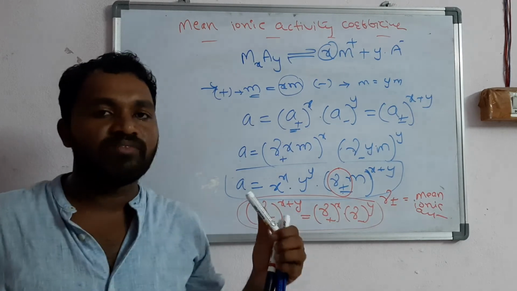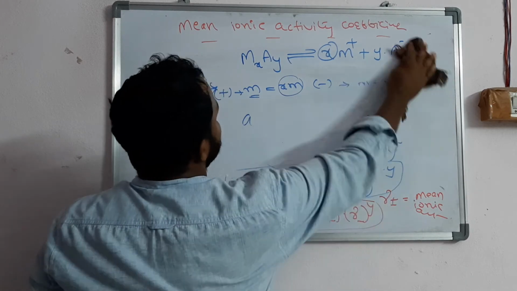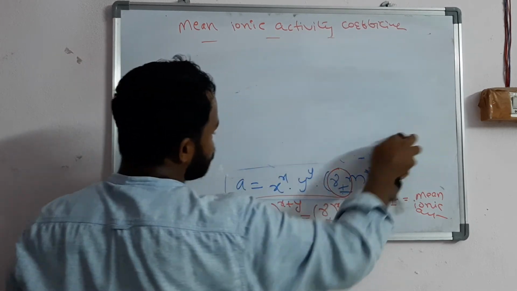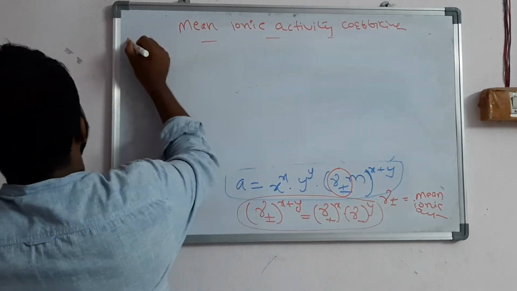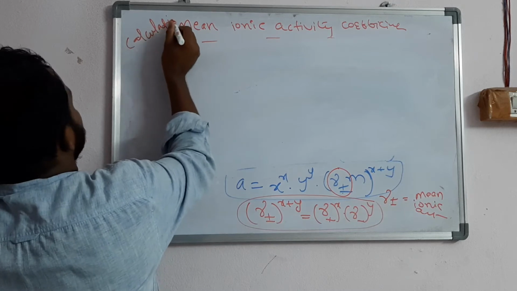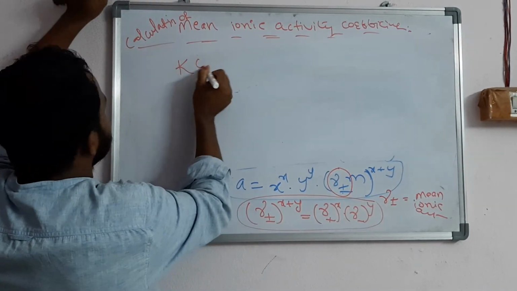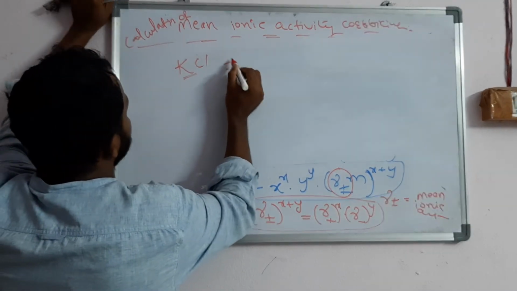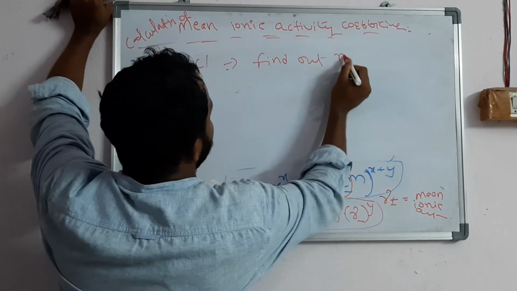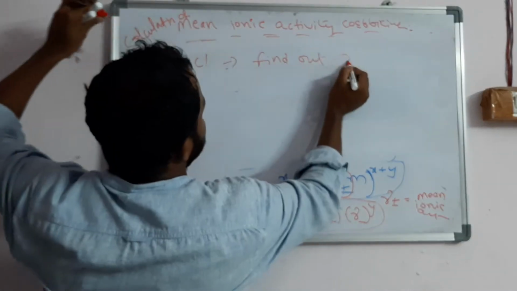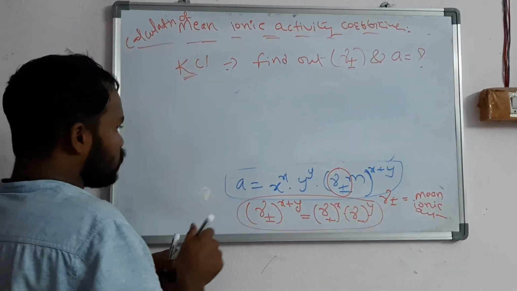So now in the next heading we are going to see the calculation of mean ionic activity coefficient. You should remember these two formulas, very important. For example, KCl I am taking. The question is: find out the mean ionic activity coefficient, gamma plus or minus, and activity A. You should find out these two from KCl.